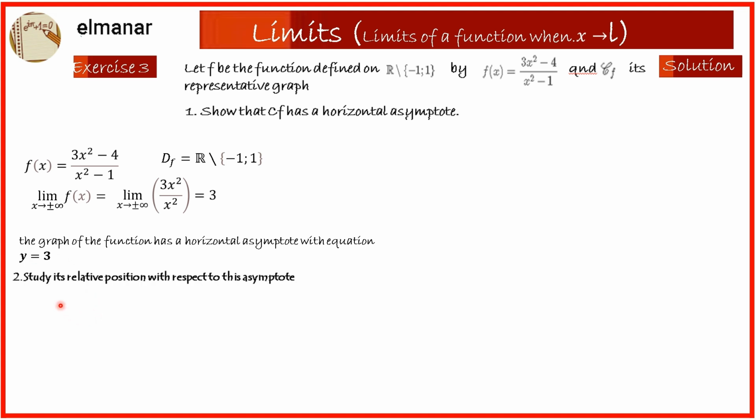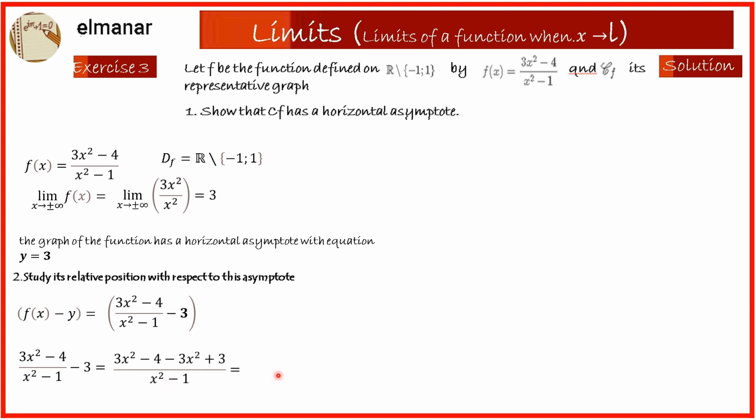2. Study of the sign of the difference between the function and this asymptote. We now examine the sign of the difference between the function and the horizontal asymptote. To do this, we subtract 3 from the expression of the function and simplify. We obtain a new expression that is equal to -1 divided by the square of x minus 1.